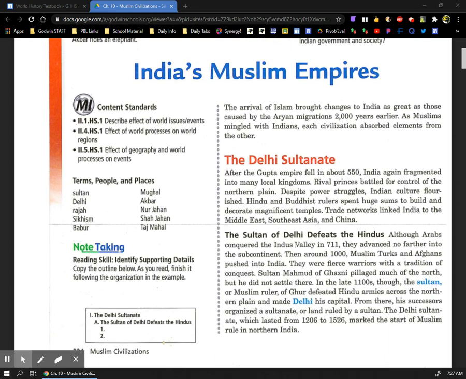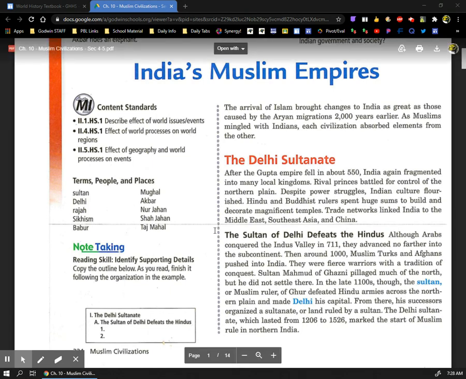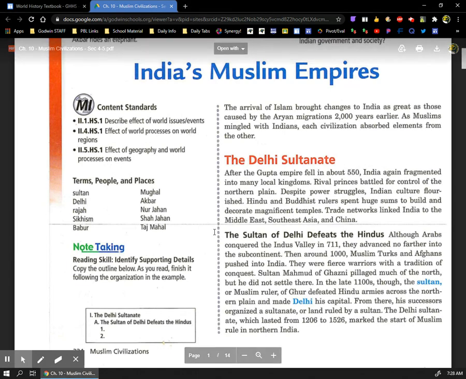The Delhi Sultanate. After the Gupta Empire fell in about 550, India again fragmented into many local kingdoms. Rival princes battled for control of the northern plain. Despite power struggles, Indian culture flourished. Hindu and Buddhist rulers spent huge sums to build and decorate magnificent temples. Trade networks linked India to the Middle East and Southeast Asia and China.